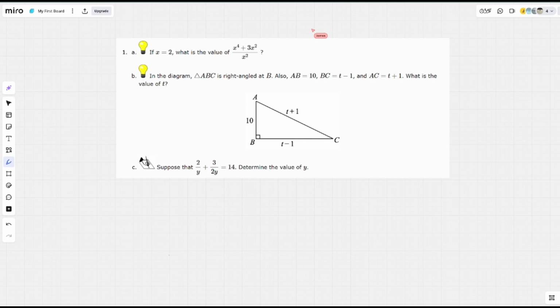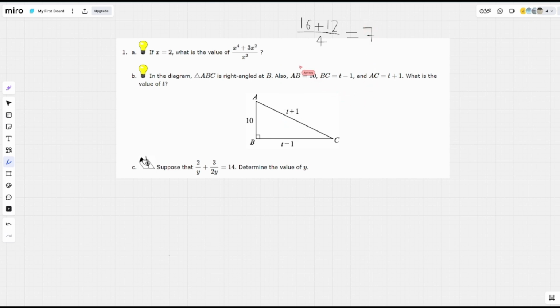One thing you might do is just immediately substitute the values in. You can do 16 plus 3 times x squared, which is 3 times 4, so it's 12, divided by x squared, which is 4. And then you can get 7. I'll write that just so it's clear.